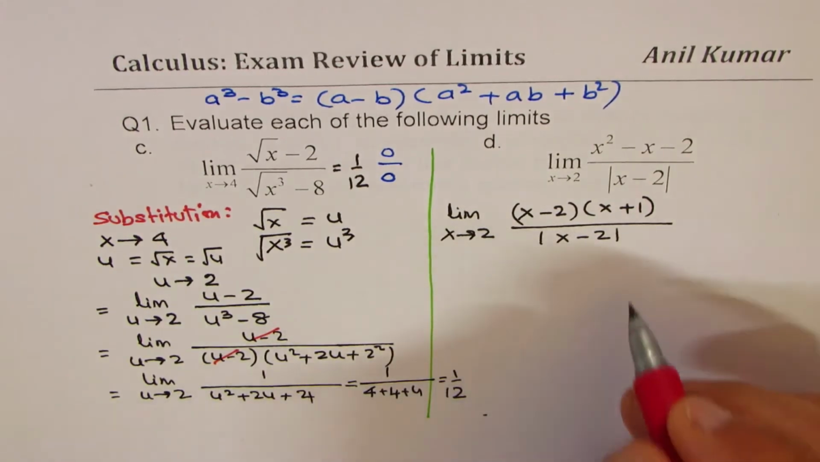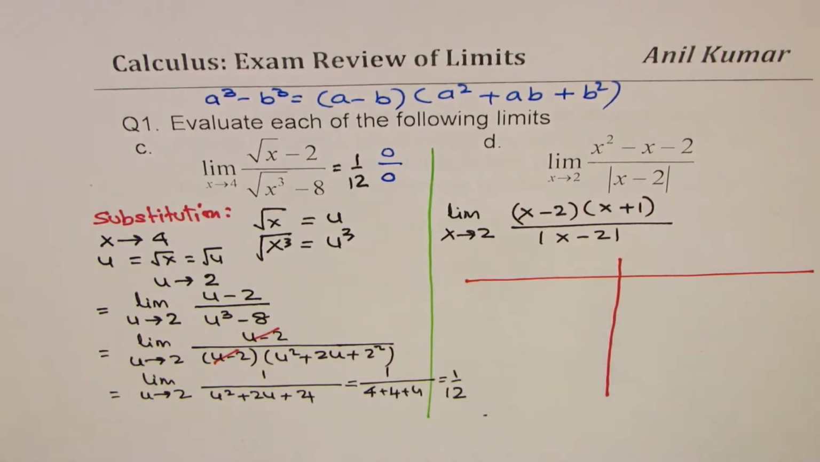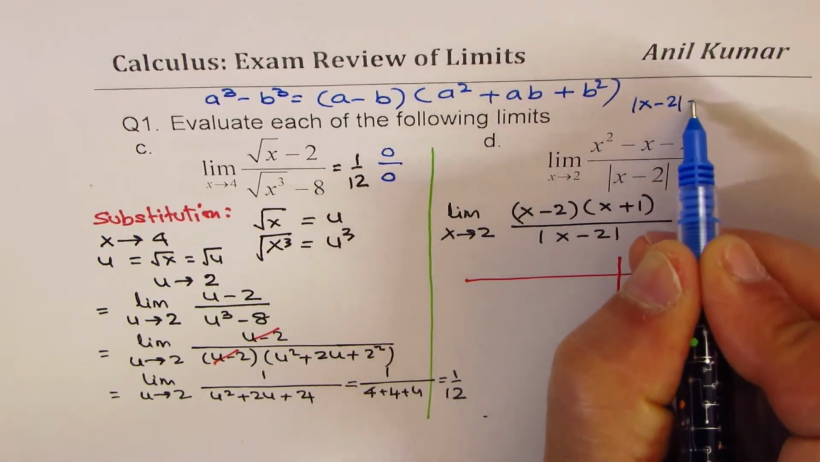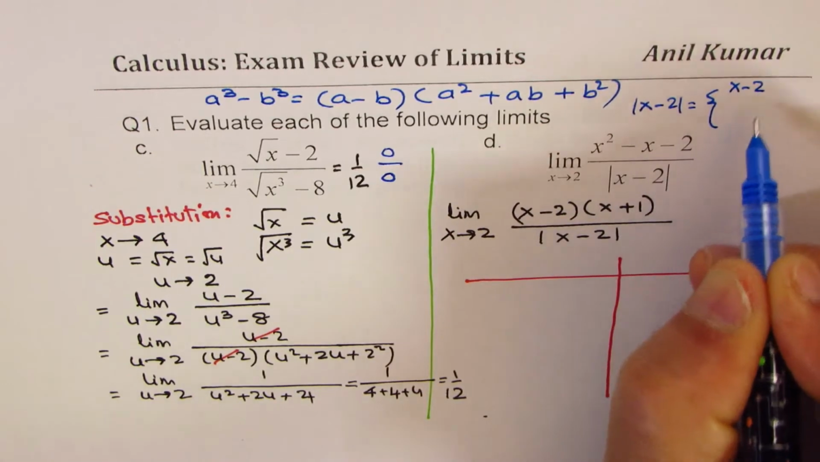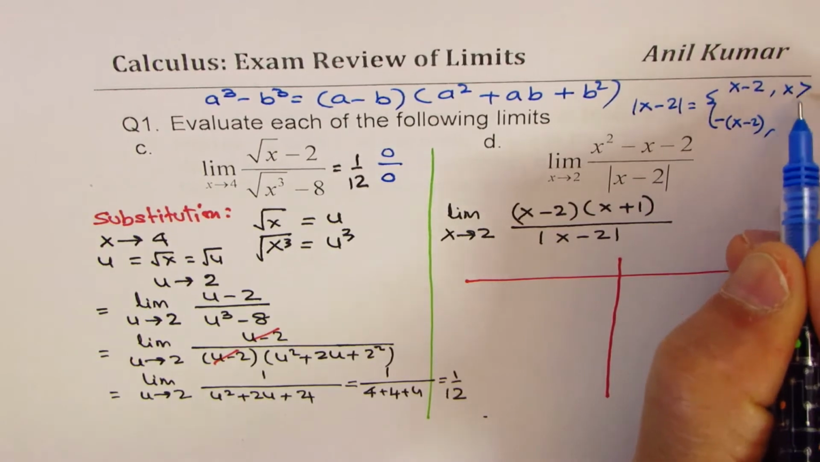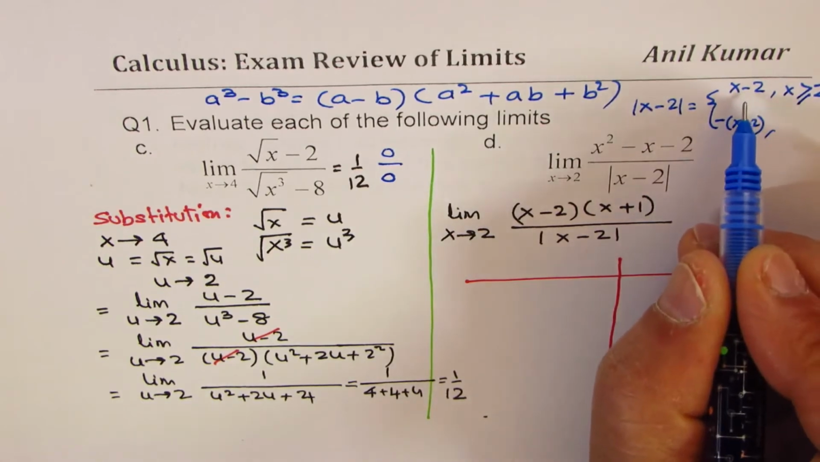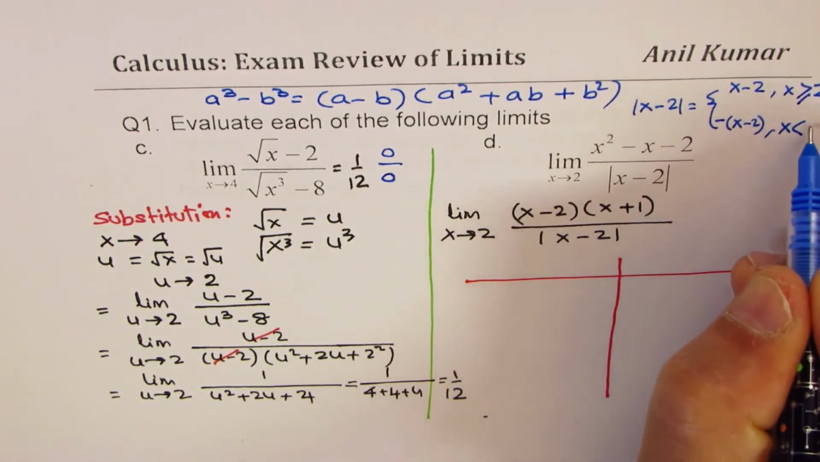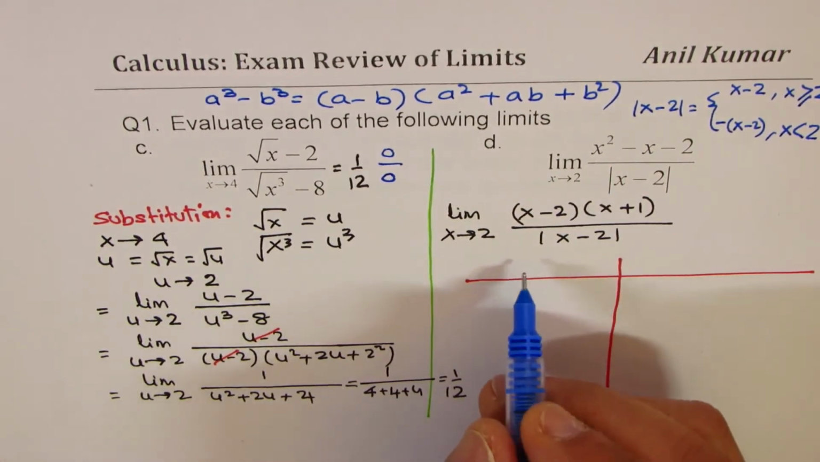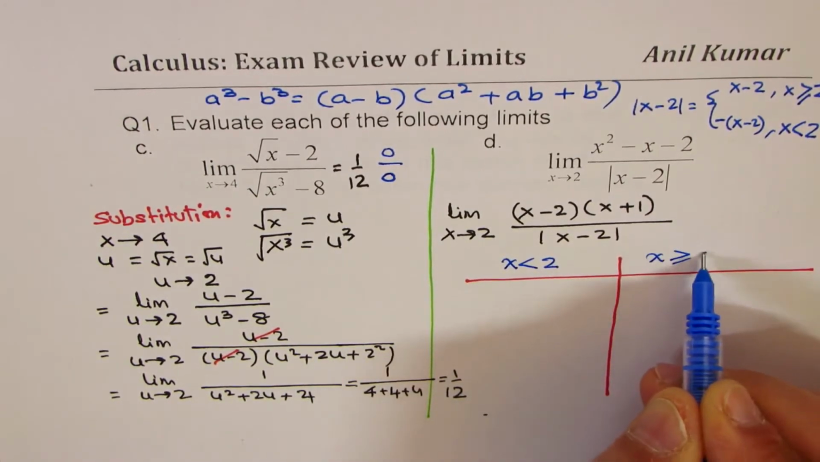Now whenever you have absolute value, we have to split this into a piecewise function and then evaluate. You remember what the absolute value of x minus 2 equals? It is either x minus 2 or negative of x minus 2, depending on the x value. If x is greater than, what makes it 0? 2, right? So greater than or equal to 2, it is a positive value. But if x is less than 2, it is the negative of that value. So we will define this limit in two intervals. One when x is less than 2, and the other when x is greater than or equal to 2.